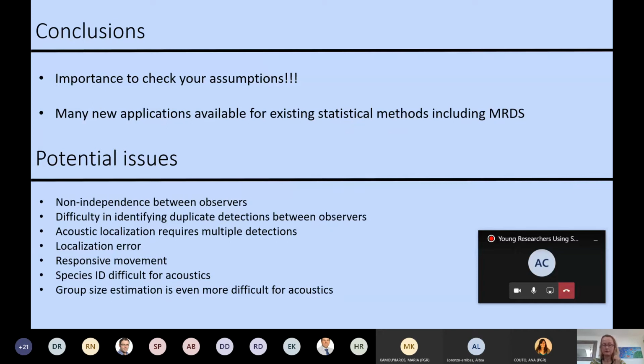Identifying duplicate detections is going to prove very tricky for the drone survey. Responsive movement is very tricky in determining the distances. For example, you need to capture the distances before any of these animals react to the observer coming. That's tricky for dolphins that react to the ship.